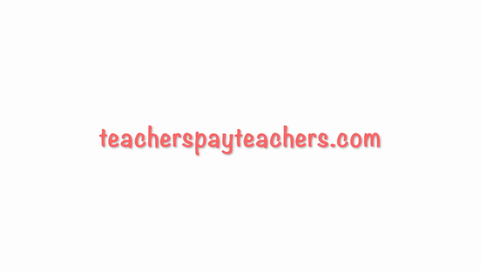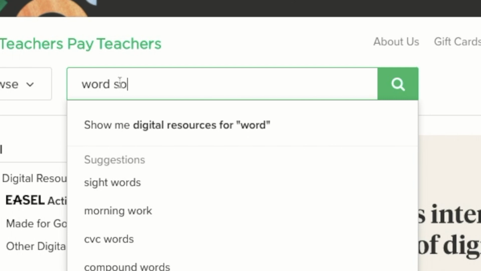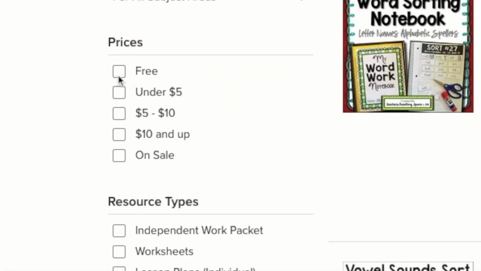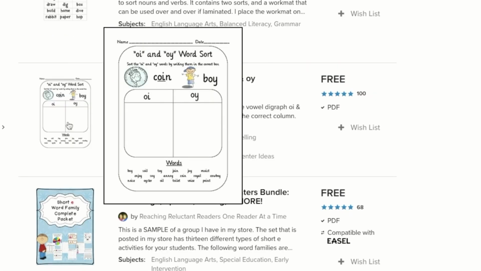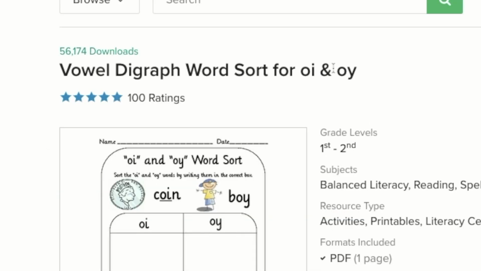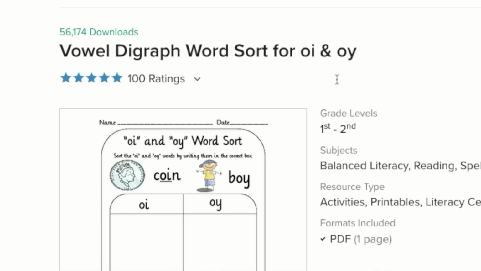You can find word sorts online. A lot of different websites have them. A lot of blogs have them. I like to go to teacherspayteachers.com. That's where I get a lot of things I use in my classroom. A lot of their activities are free or they're under $2. So if you're looking for something quick for your child to practice, that is a great website for you to go to.